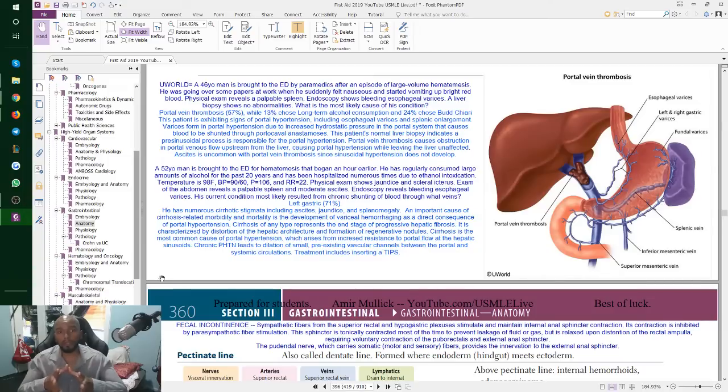So the correct answer for this guy was portal vein thrombosis, which is what's being shown in the image right here. So this guy has a portal vein thrombosis. For some reason, there's blood coagulation right here, and there was a thrombosis right here. So that was the correct answer, 57%. 13% chose long-term alcohol consumption, and 24% chose Budd-Chiari syndrome, which we haven't seen yet. This patient is exhibiting signs of portal hypertension, including esophageal varices and splenic enlargement.